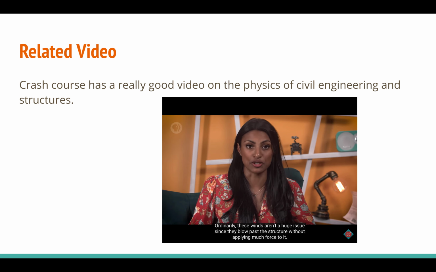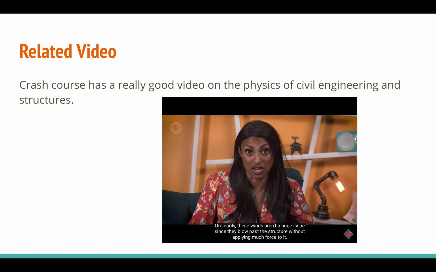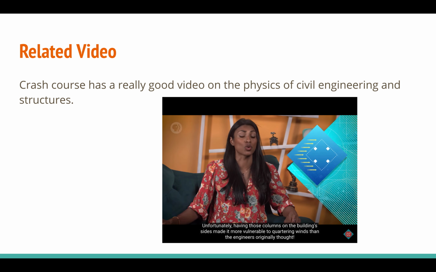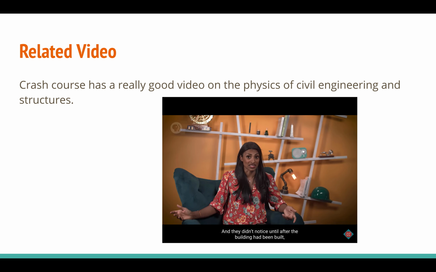Ordinarily, these winds aren't a huge issue since they blow past the structure without applying much force to it. Unfortunately, having those columns on the building's sides made it more vulnerable to quartering winds than the engineers originally thought. And they didn't notice until after the building had been built, when a student writing a paper on the City Court building realized there was a problem and brought it to the attention of the lead structural engineer.